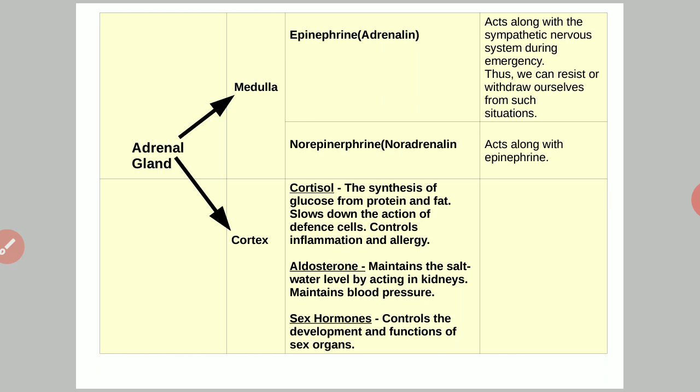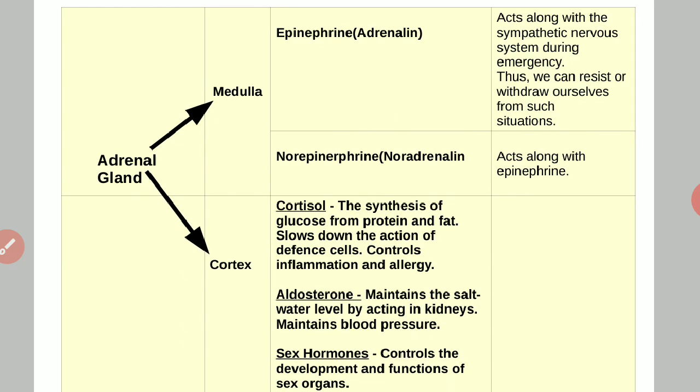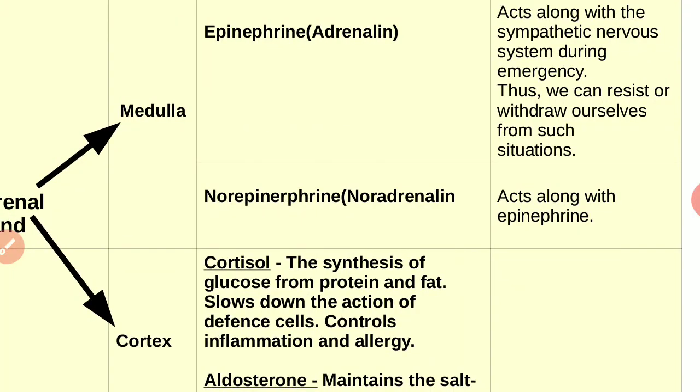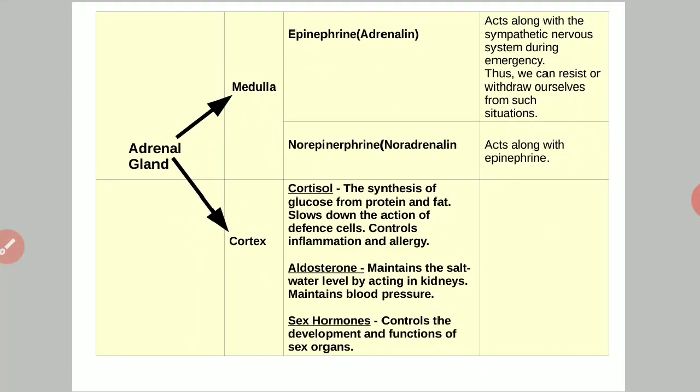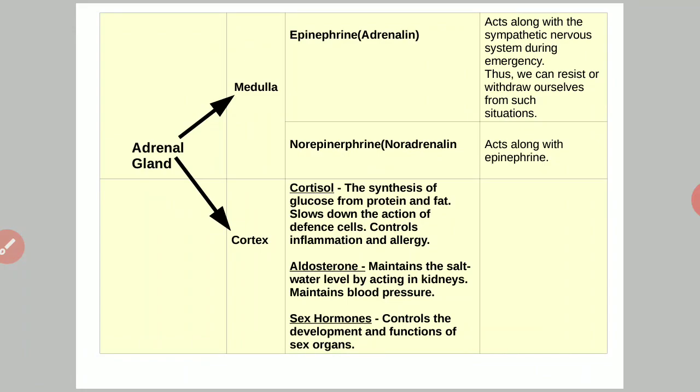Okay, these are the hormones produced by the adrenal gland. I will brief once again: the adrenal gland has two parts, medulla and cortex. Medulla produces epinephrine and norepinephrine; cortex produces cortisol, aldosterone and sex hormones. And I told you the functions.